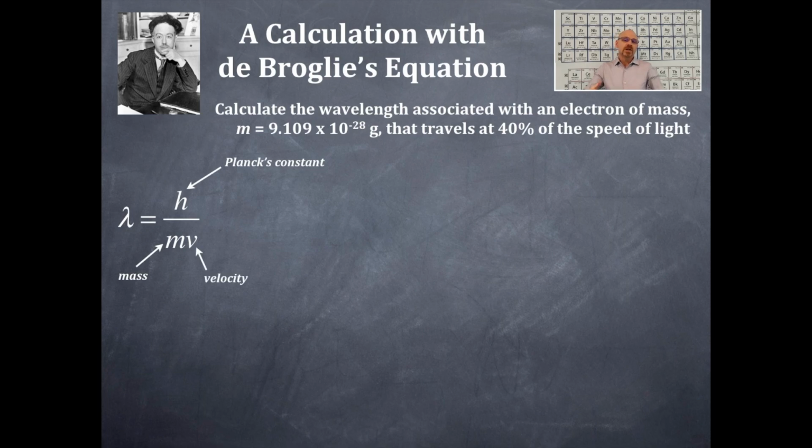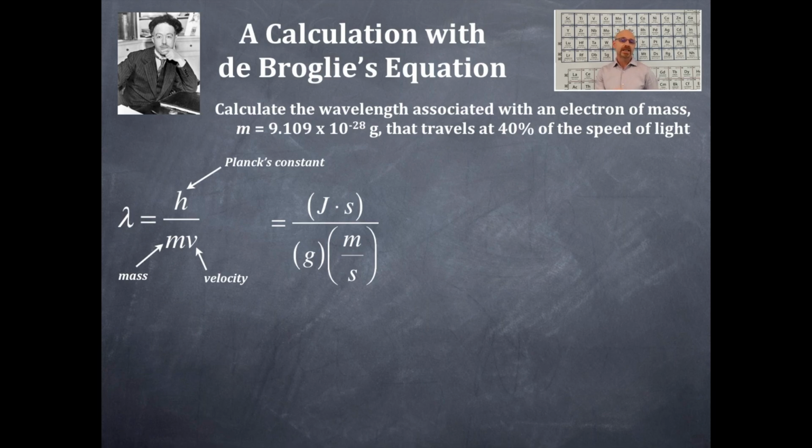Okay? All right, so the first thing that we're going to do is make sure that we have the correct units for all parts of this equation. Planck's constant is joules times seconds. The mass that was given in this problem is grams, and the velocity, that is the speed of light, is going to be meters per second. So hopefully that works for you.